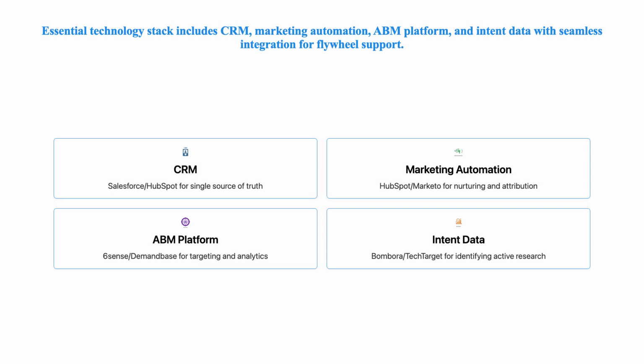Don't try to implement everything simultaneously. Start with CRM and marketing automation basics, then layer on ABM and intent data as your processes mature. The goal is creating a connected ecosystem that supports your flywheel strategy, not just collecting marketing tools.